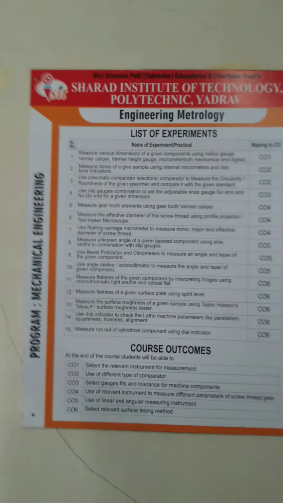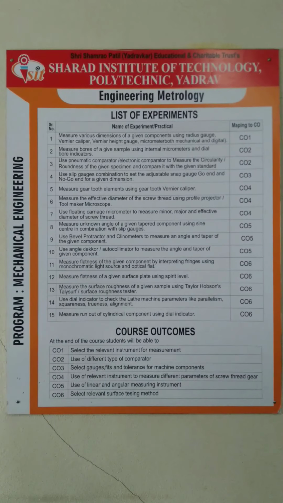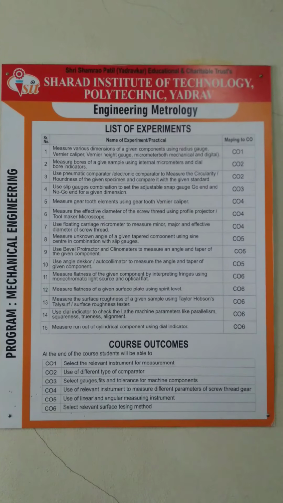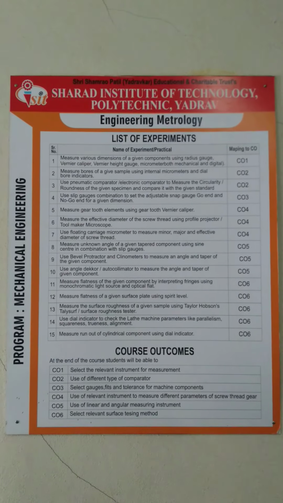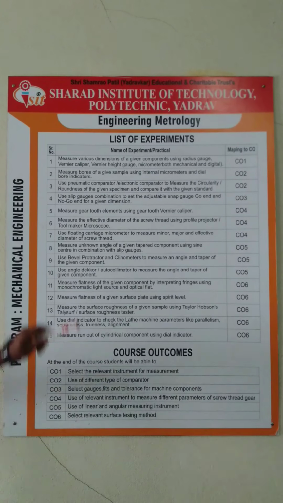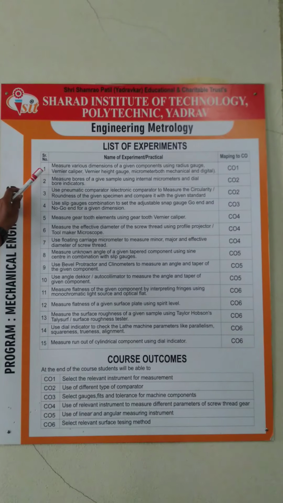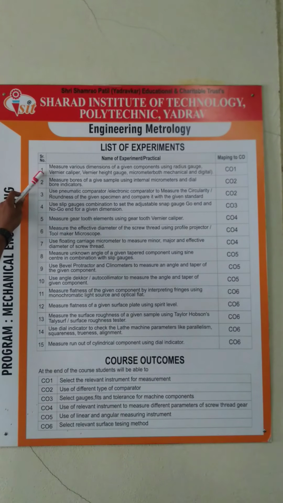Hello everyone. Welcome to today's first practical session, that is engineering metrology. Here we are going to discuss the list of experiments. You can see on your screen the first experiment: measure various dimensions of given components using radius gauge, vernier caliper, vernier height gauge, micrometer, and both the mechanical and digital micrometers.